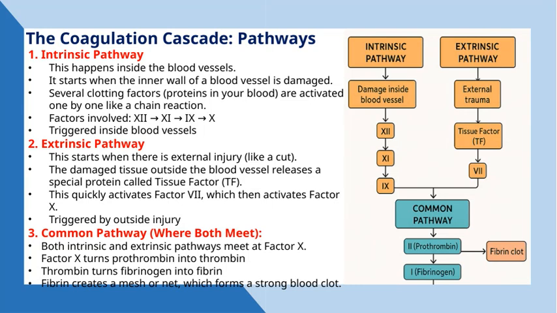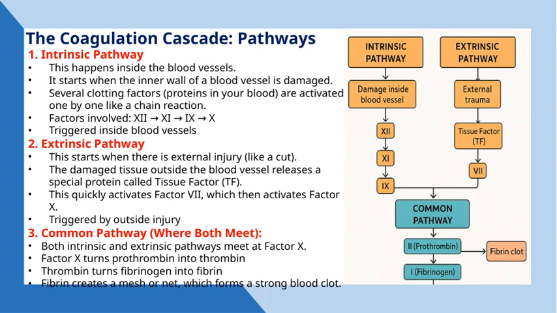Let's start by looking at the intrinsic pathway. This process occurs entirely inside the blood vessels. It begins when the inner wall of a blood vessel gets damaged. This damage triggers a series of reactions involving clotting factors, which are proteins in your blood. These factors are activated one after another, kind of like a chain reaction. The process involves factors XII, then XI, then IX, and finally X. This pathway is specifically triggered inside the blood vessels, and it plays a crucial role in the overall clotting process.